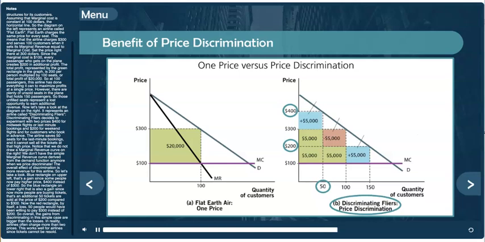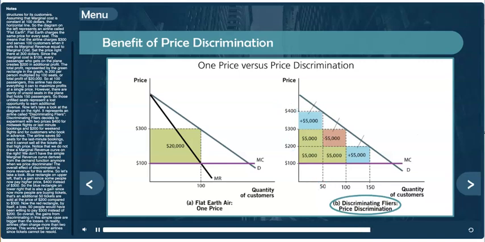Notice that we do not draw a marginal revenue curve on the right. We don't have the simple marginal revenue curve derived from the demand function anymore when we price discriminate. So the overall effect of discrimination is more revenue for this airline. So let's take a look.